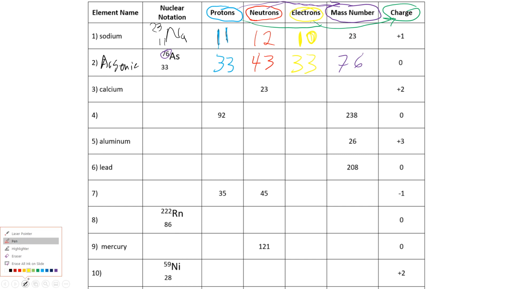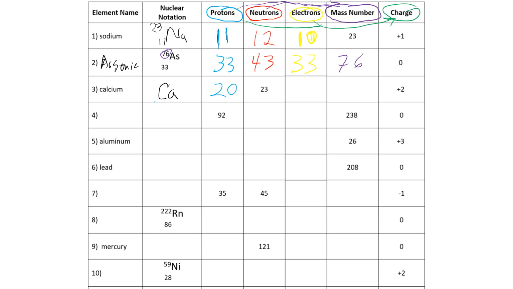Next one's calcium. Calcium, if you look on the periodic table, has the symbol Ca. It's telling you the neutrons, but not the mass number or the protons. Luckily, the periodic table tells us the protons, and the protons are, according to the periodic table, for calcium 20, I believe. Let me verify. Yes, 20.